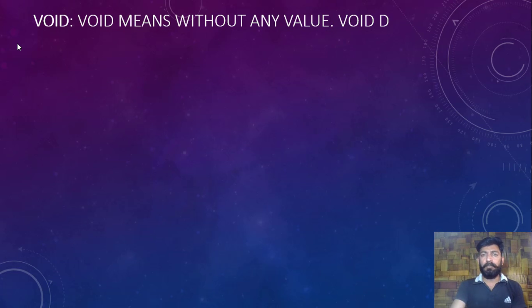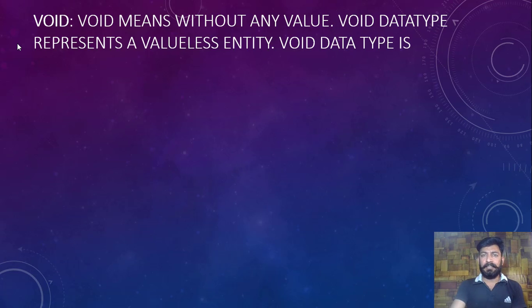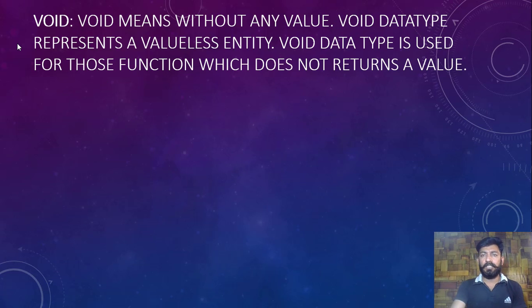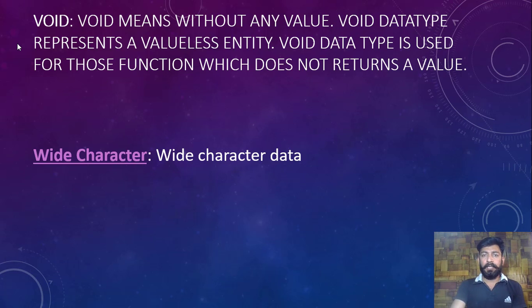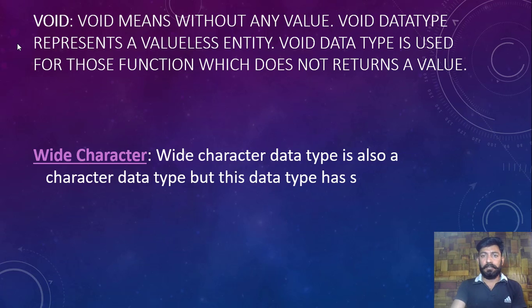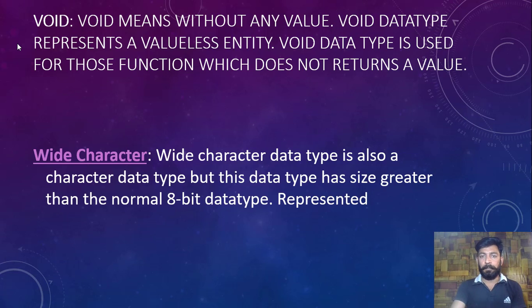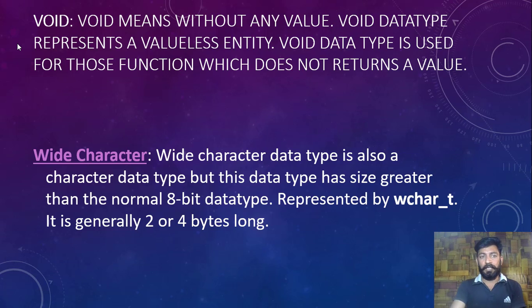Void means without any value. Void data type represents a valueless entity. Void data type is used for those functions which do not return a value. Wide character. Wide character data type is also a character data type, but this data type has size greater than the normal 8-bit data type, represented by wchar_t. It is generally 2 or 4 bytes long.